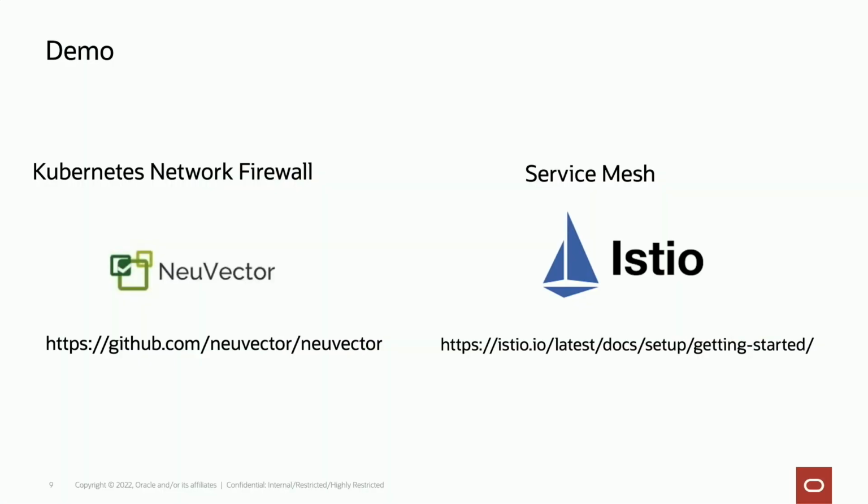So what I'm showing here is a couple of things to enforce the traffic I previously talked about. First of all, using NeuVector, which is a Kubernetes firewall. And by the way, NeuVector is open source. And the second tool I'm using is Istio. It's a service mesh, a pretty well-known one. So let's go take a look at these.